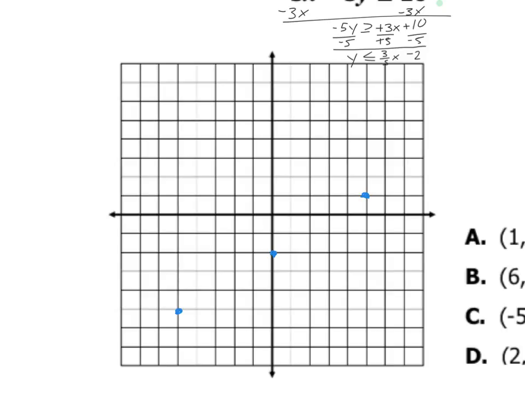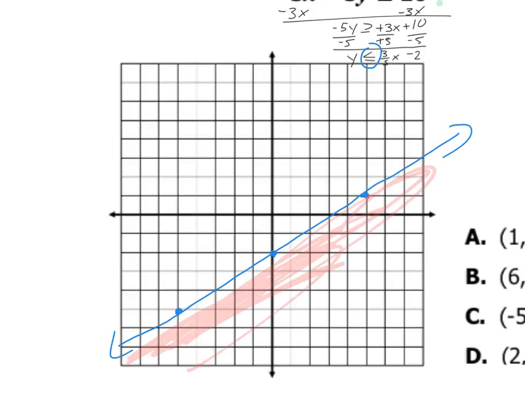What kind of line is this going to be? This is going to be a solid line because it's less than or equal to. And we're going to shade the bottom because it's a less than or equal to symbol. And anytime we have a less than or equal to symbol, we're going to shade the bottom.